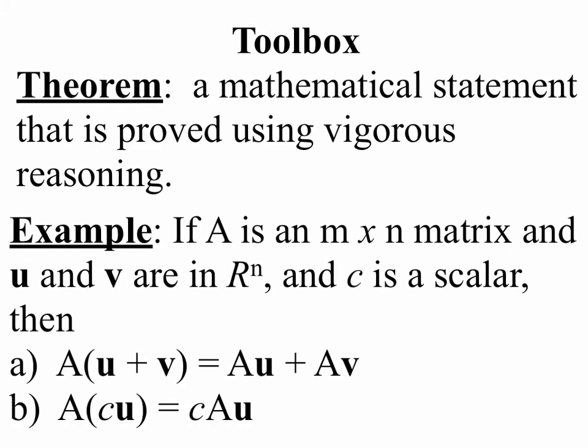So an example of a theorem is: if A is an m by n matrix and u and v are in Rn and c is a scalar, then first, (a) A times the quantity u plus v is equal to A times u plus A times v, which says basically that the matrix A distributes across the vector sum. And (b) A times cu, where c is a scalar and u is a vector in Rn, is equal to c times Au. And that portion of the theorem basically says that the constant or scalar c can be factored to the front.